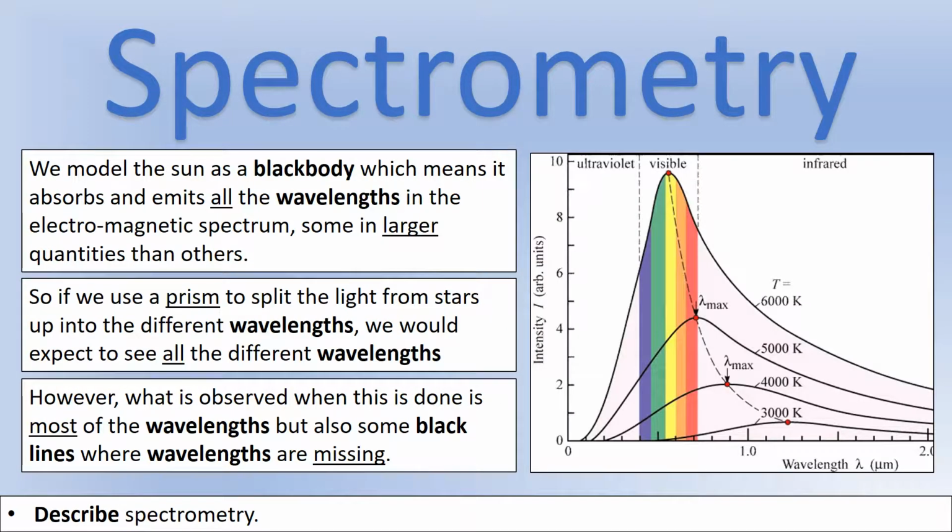So the first thing to understand is what we should be seeing from a star, because that's the starting point here. We know from previously that the sun is modeled as a black body, which means it absorbs and emits all the wavelengths in the electromagnetic spectrum, some in larger quantities than others. So if we use a prism to split up the light, when we look at the visible section, we should see all of the colors in that because all the wavelengths are being emitted. However, what we find is actually some wavelengths are missing, which we see in the form of black lines when we split up the visual spectrum.